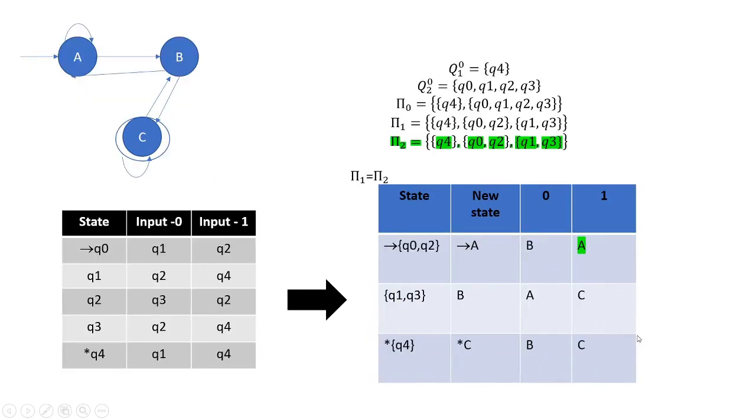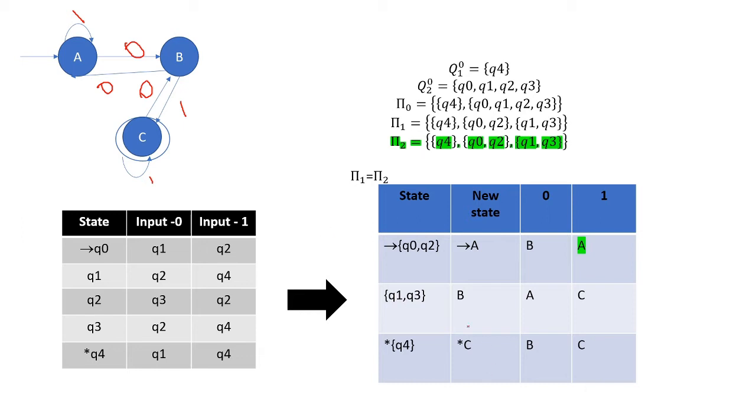See, a very big diagram is being converted in such a way. In A, when it is 0, it goes to B, so this is 0. When it is 1, it goes to A itself, so this is 1. In B, when it is 0, it goes to A, so 0. When it is 1, it goes to C. In C, when it is 0, it goes to B, and when it is 1, it goes to itself. So it has been converted.